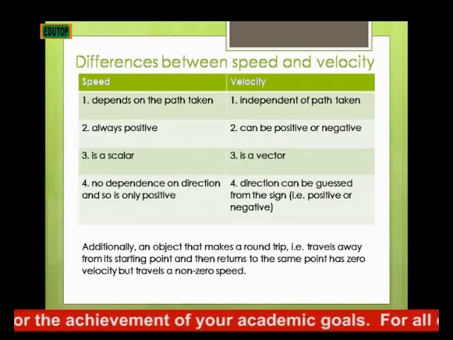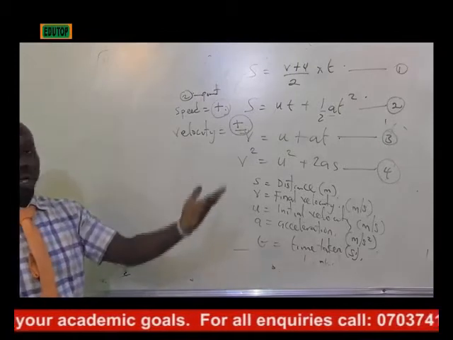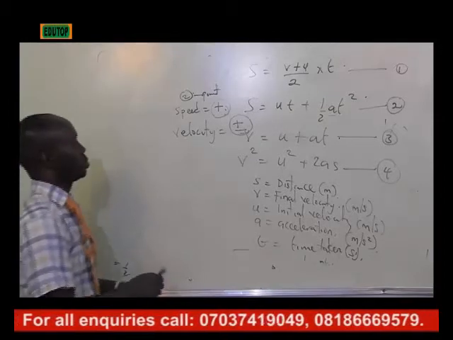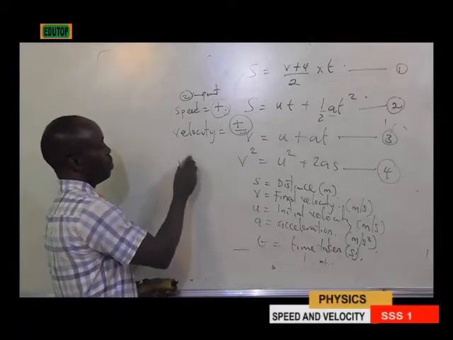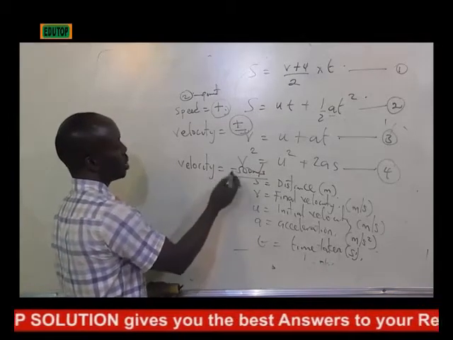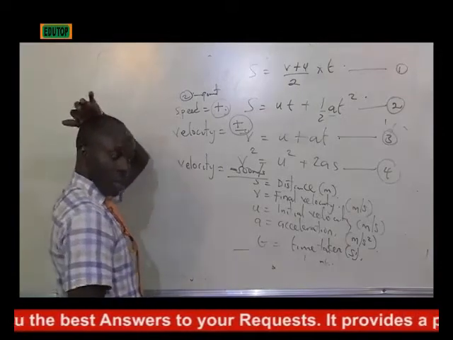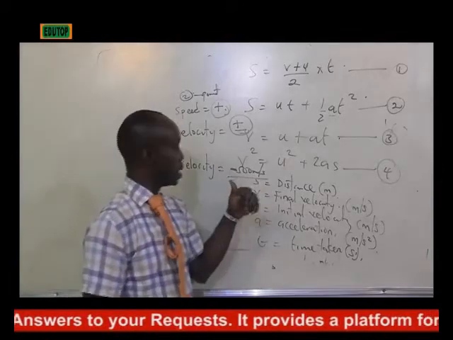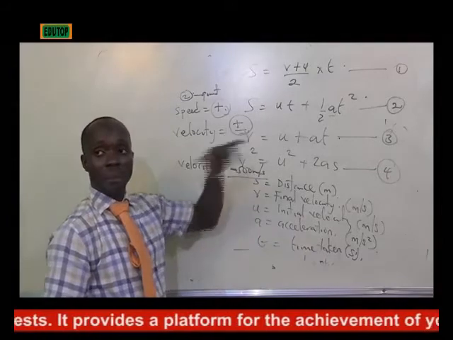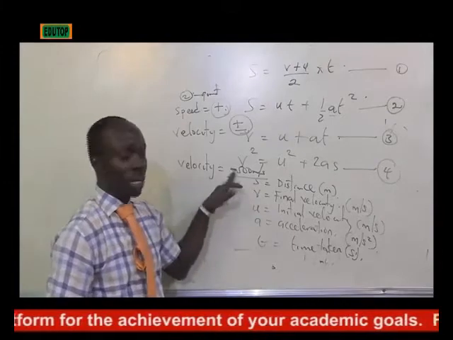Now for velocity, direction can be guessed from the what? Sign. Are we getting it? The sign which a particular value gives you will determine the particular value's direction. What am I saying? If I'm given, let's say, a plane runs with a velocity of minus 50 meters per second. Now this minus signifies that the plane is running backward. The plane might not be going forward, but it can be running backward. So irrespective of the path the plane takes, the plane is still undergoing velocity.